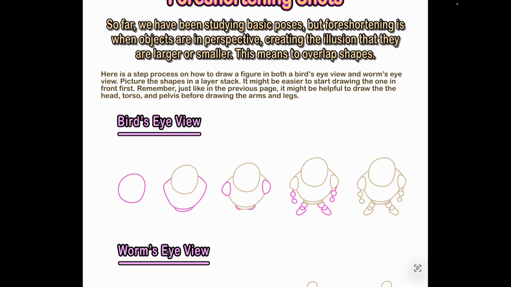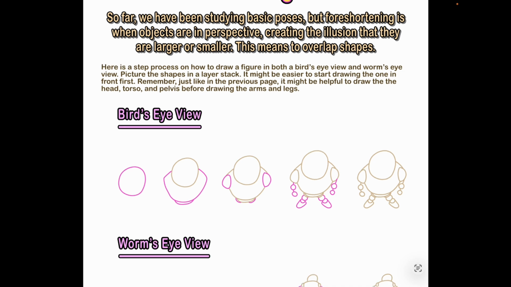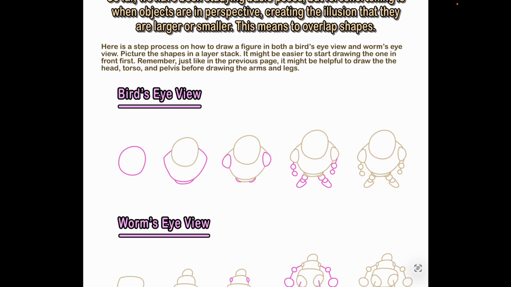Picture the shapes in a layer stack. It might be easier to start drawing the one in front first. Remember, just like in the previous page, it might be helpful to draw the head, torso, and pelvis before drawing the arms and legs. Okay, so here in a bird's eye view, because the head will be the first thing from that view, I chose to draw that one first.